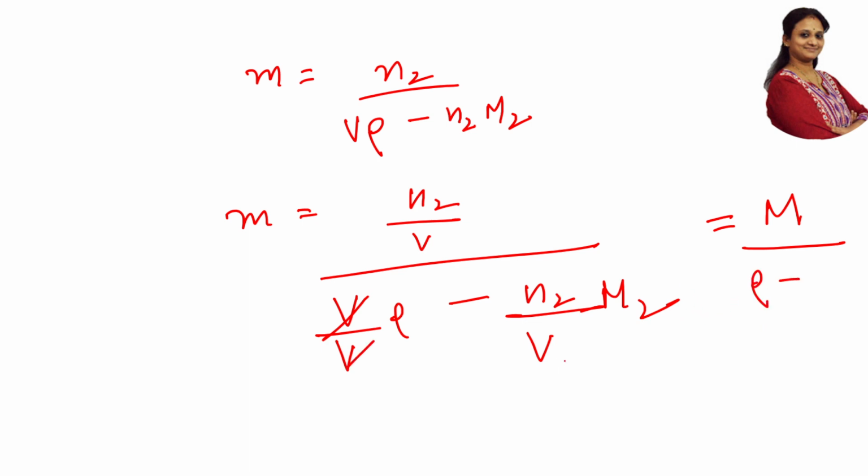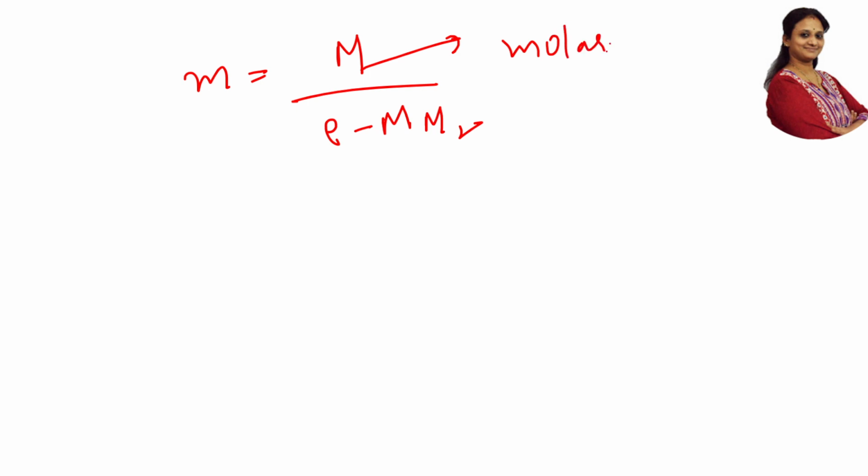What is N2 by V? It is also molarity. What is left? M2. You see, gradually we got the relationship between molarity and molality, using the density concept also. Correct? Now what is the relationship? The final relationship which I got is molality is equal to capital M divided by rho minus M into M2. This is called molarity. This is called molality. Okay, correct?